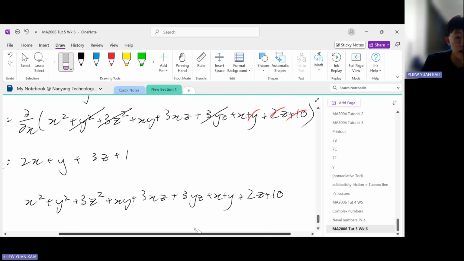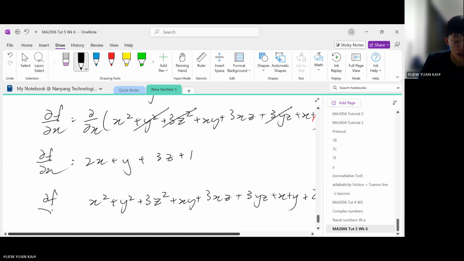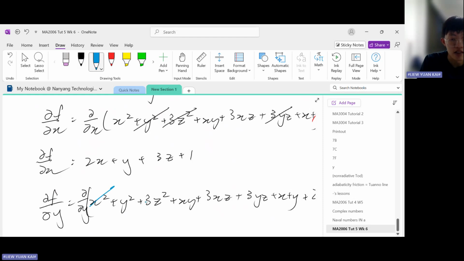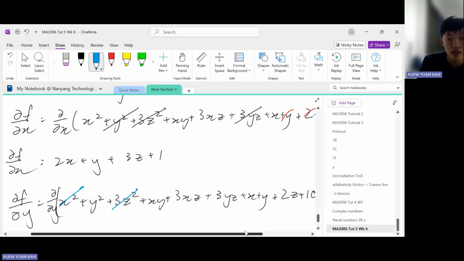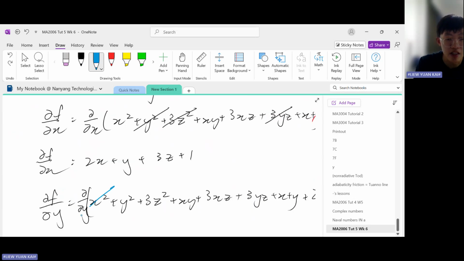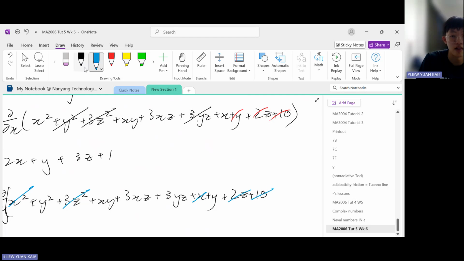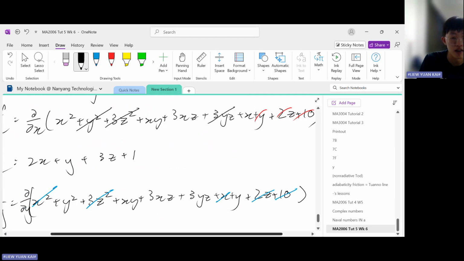Okay, I'm gonna do it a bit quicker now because we should be familiar with partial derivatives at this point. So now we need to do the partial derivative with respect to y. You see, x is a constant, z is a constant. What else? 2z alone is a constant, 10 is a constant. Remember, we are partially differentiating with respect to y. So z is a constant. Okay, x is a constant, 2z is a constant, 10 is a constant. We're now partially differentiating with respect to y.